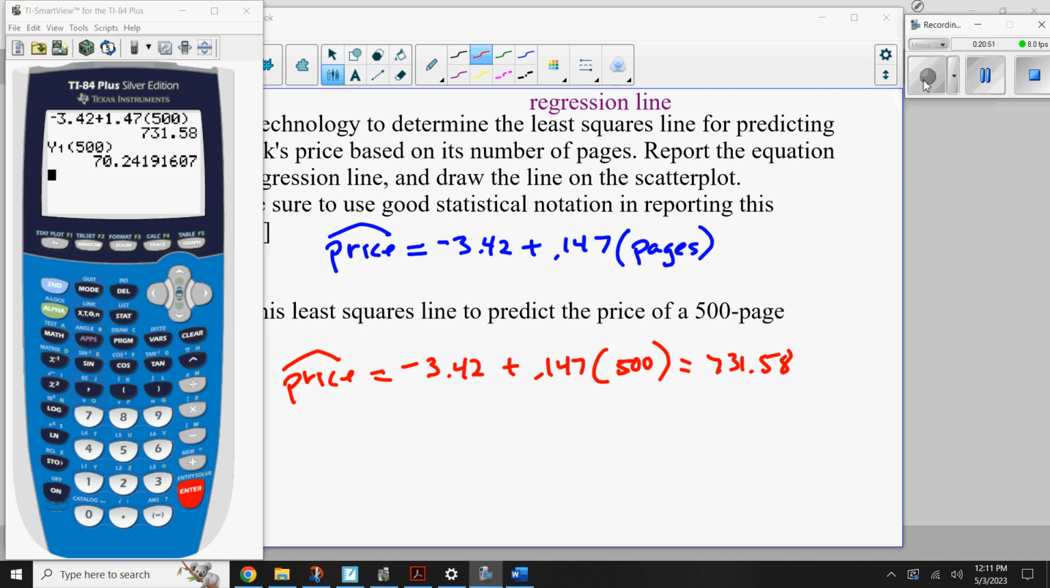I see my mistake. My mistake is right up here in this 1.47. It's 0.147. So let's try it again the long way. Negative 3.42 plus 0.147 times 500. Press enter. And I get essentially the same price. I get $70.08. When I did it into Y1, because the Y1 wasn't using any rounding, I get $7.24.